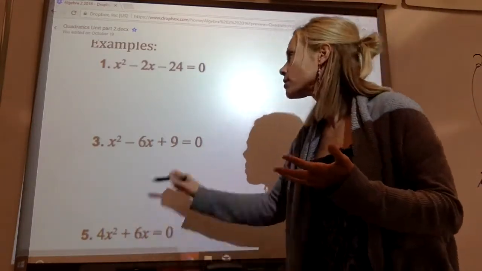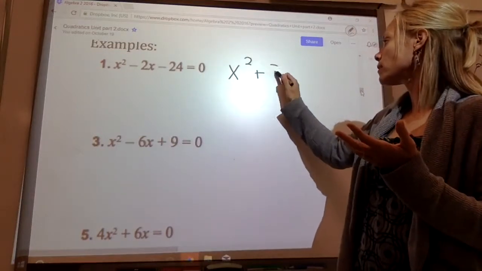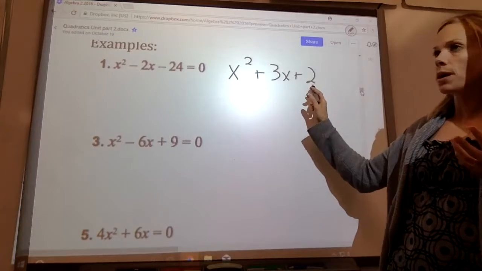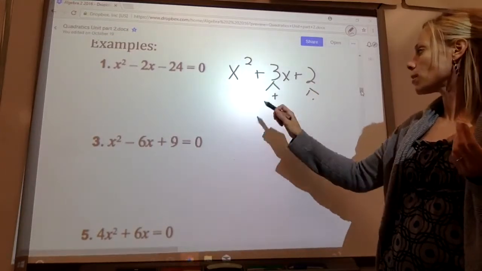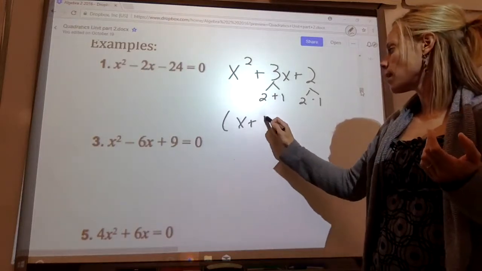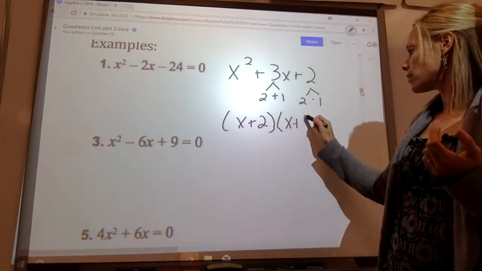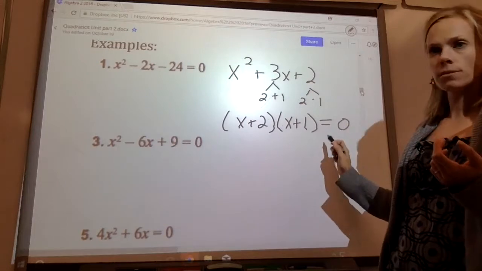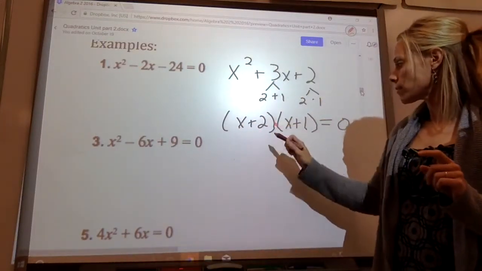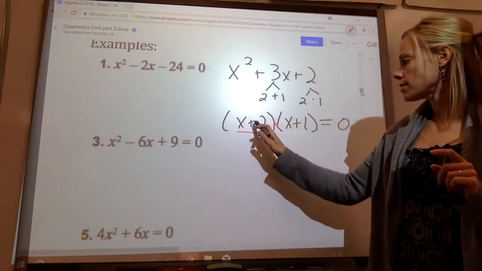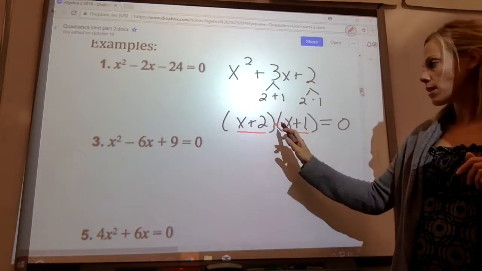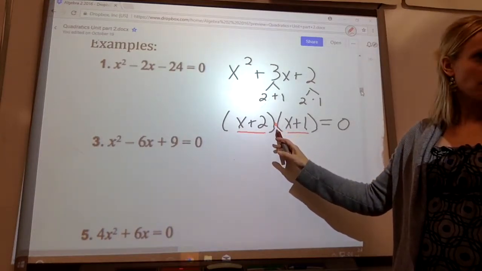And let me just show you an easy example here quick. If I were to factor and say, okay, what do I multiply equals 2 but add equals 3? 2 and 1, so it factors. Now, instead of just factoring, we're going to have this set equal to 0. Okay? So if I am multiplying right here, either this x plus 2 has to equal 0 or this x plus 1 has to equal 0 because I'm multiplying them together.